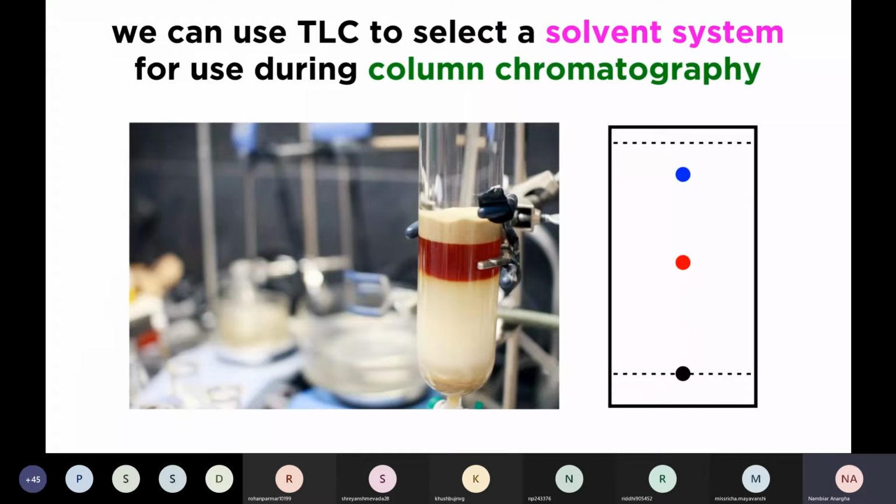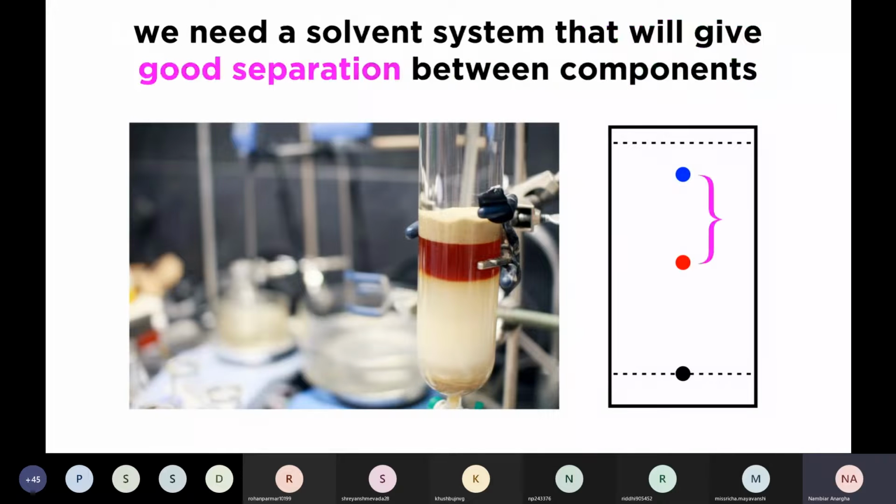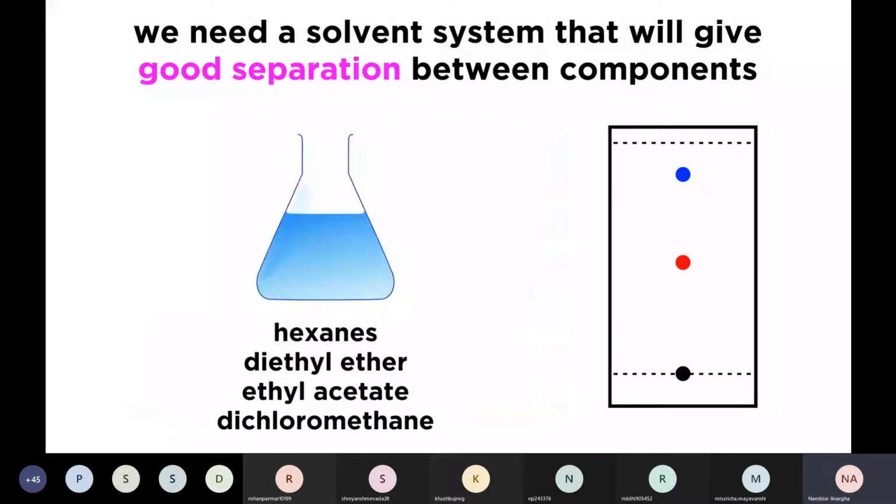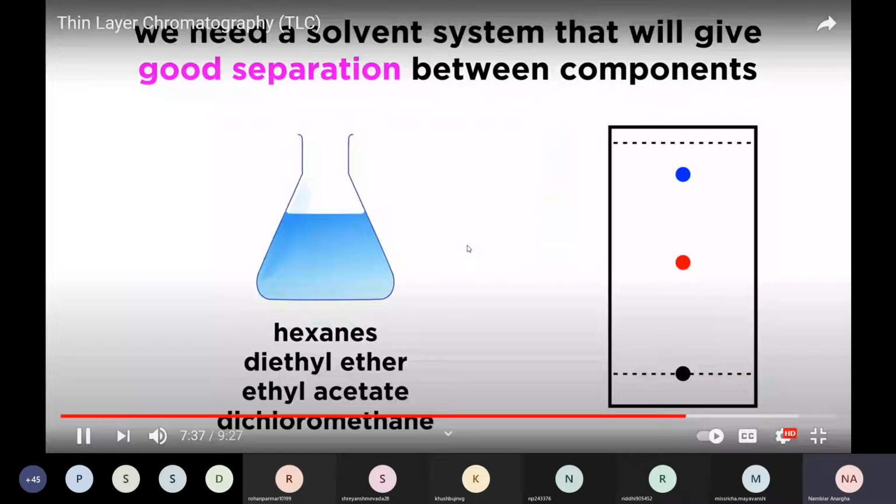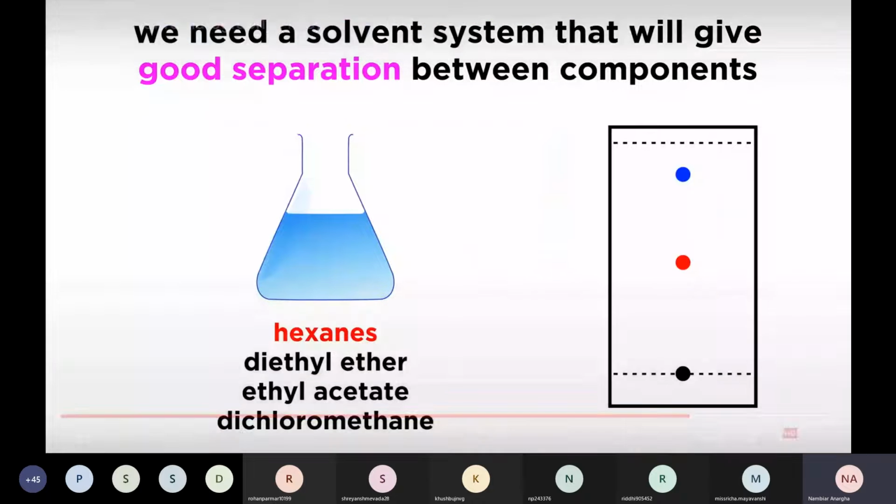Another reason we would use TLC is to select a solvent system for column chromatography, which is a large-scale separation technique. We will want to find a solvent system that maximizes the distance between two components on a developed plate, because that will best enable us to separate them in a column, which we will learn about in the next tutorial. This solvent system is typically a mixture of two or more solvents, like hexanes, ether, ethyl acetate, or dichloromethane.